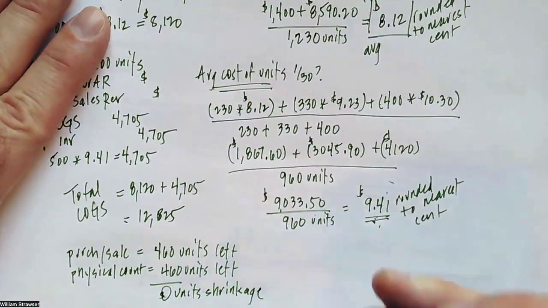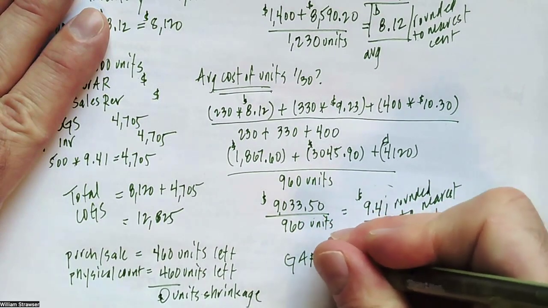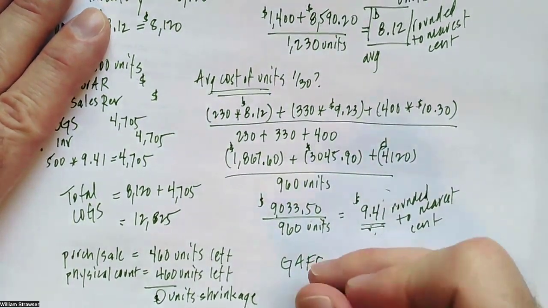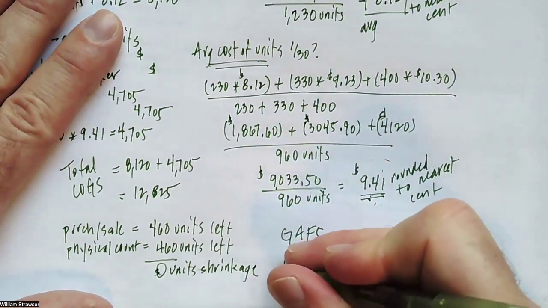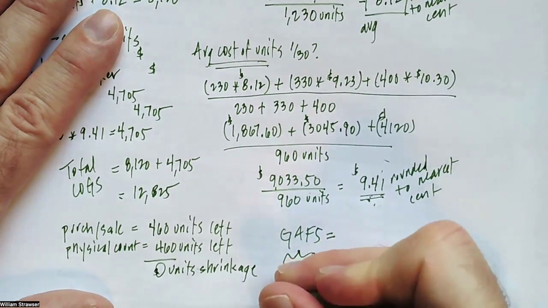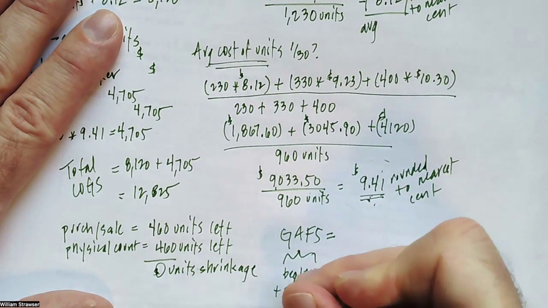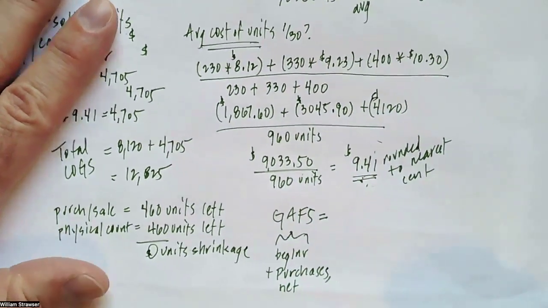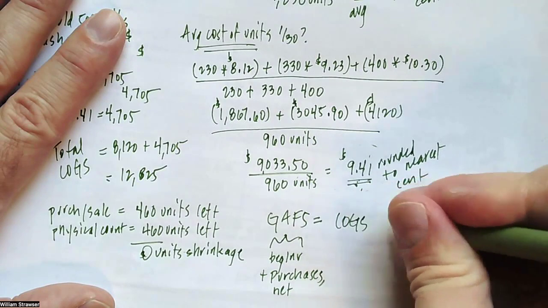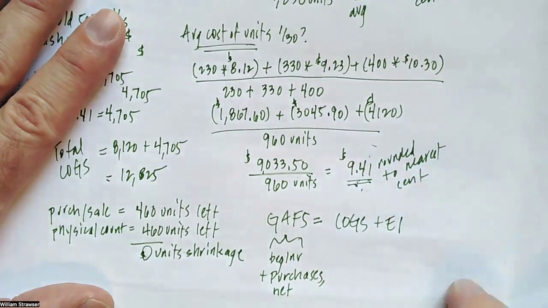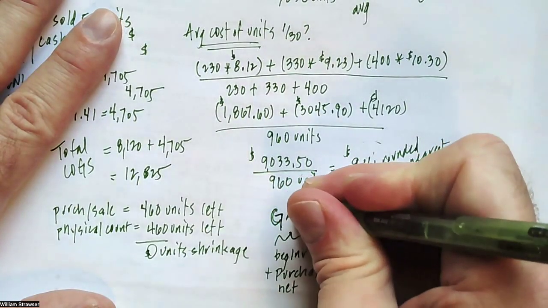When we have no shrinkage, we can turn to a really nice relationship: all of the goods I had available for sale, and remember, the goods available for sale are made up of my beginning inventory plus any purchases I made, net of any discounts or returns or freight, equals cost of goods sold plus ending inventory. So you can use this in certain cases to make your job pretty easy.